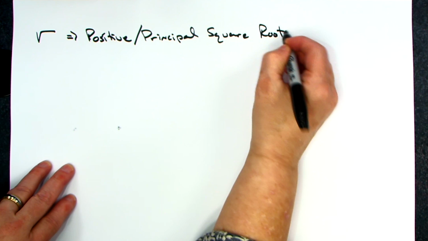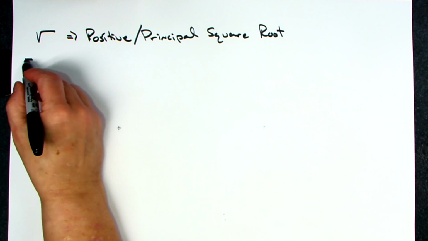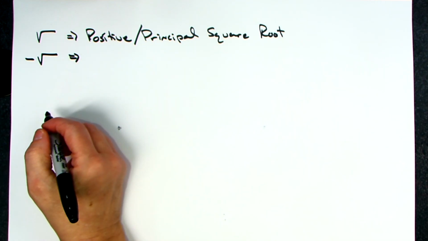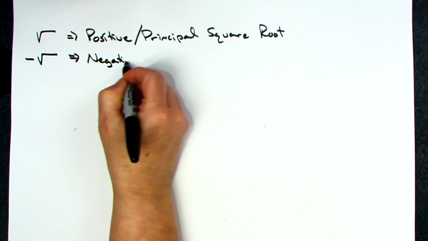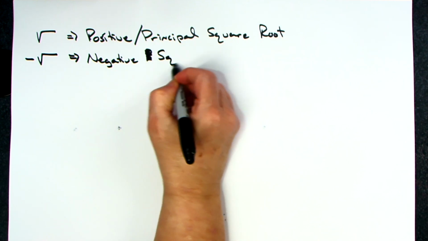So just a good old-fashioned square root sign, nothing in front of it or anything. Principal square root, positive square root. All right, if I put a negative in front of it, no matter what's underneath there, then that's going to be a negative square root.